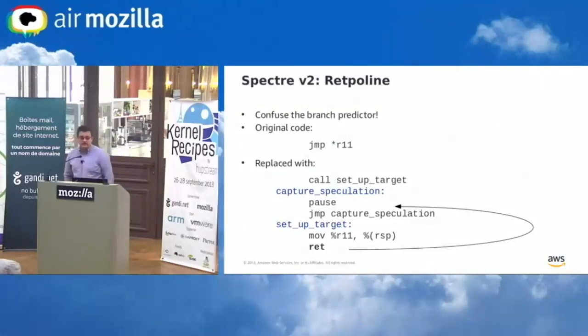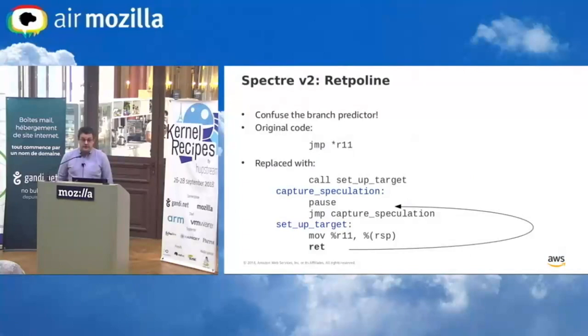So we have a different approach, which came out of Google in the beginning. And instead of just jumping to contents of a register, which is going to be predicted, basically we fool the branch predictor. So what we do is we do a call and a return, but before the return we overwrite the return address on the stack. So instead of jumping to this address, which is in R11 here, we call just a few instructions later, overwrite the top of the stack, and then return to it.